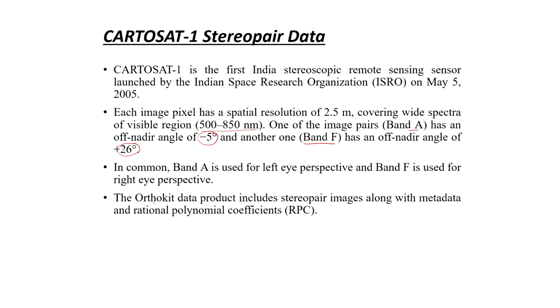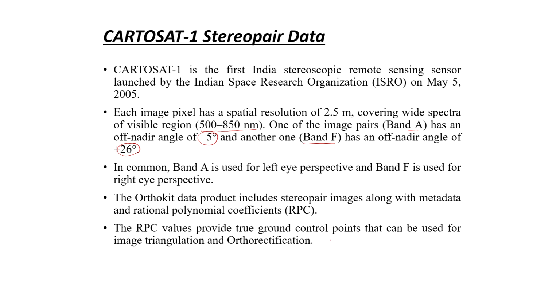So this Cartosat-1 data also comes with the RPC, rational polynomial coefficient, because this is the orthokit data. That means it is included with some ground control points, and with the help of these ground control points you can ortho rectify this data. So these RPC values provide true ground control points that can be used for image triangulation and ortho rectification.